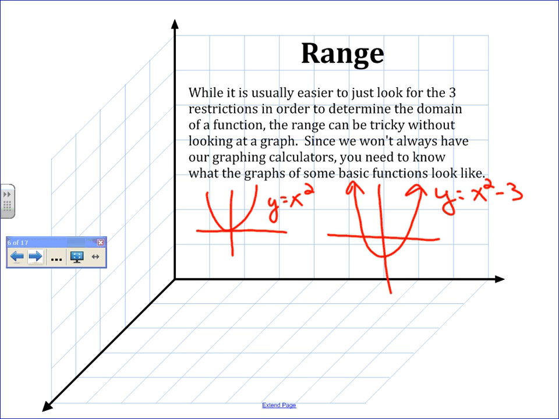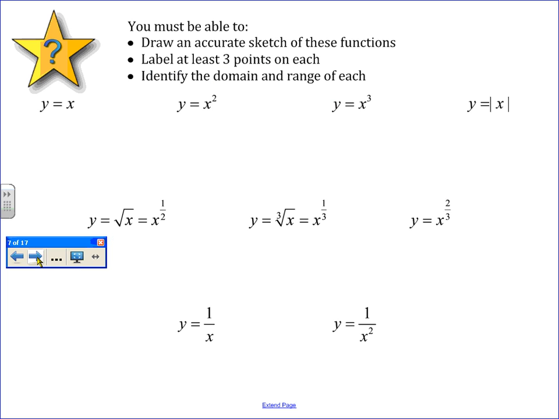Well, if I can understand how transformations work and that I'm just shifting a function down 3, and I remember what y equals x squared looks like, then I can easily figure out the range, which would be negative 3 to infinity, including negative 3. So that is the purpose of knowing our fundamental functions.